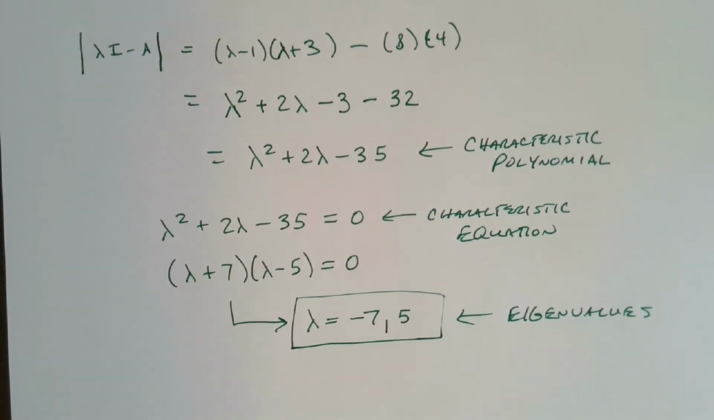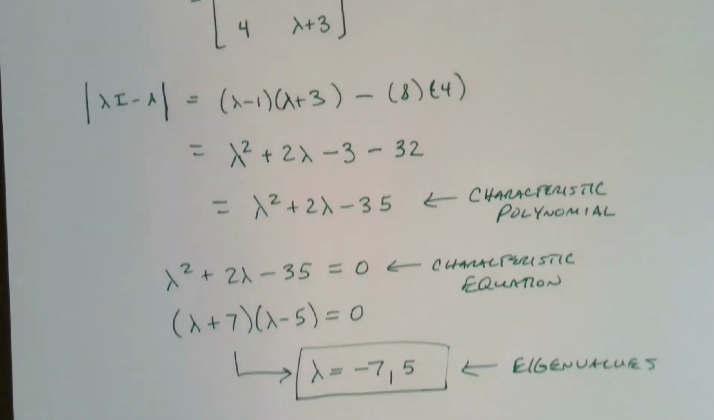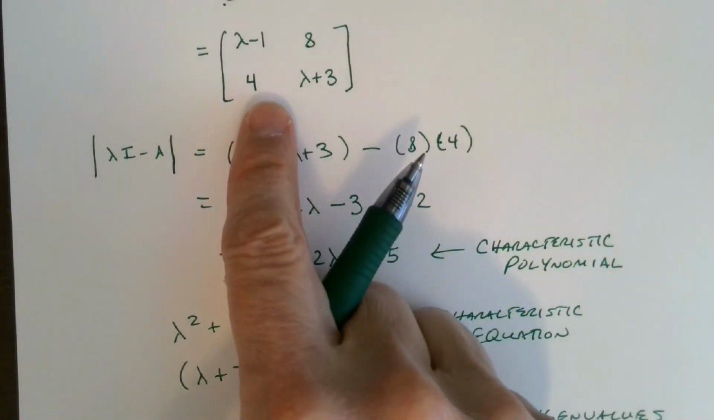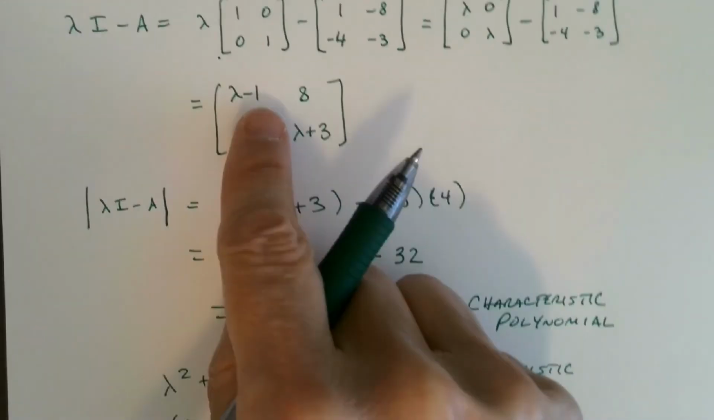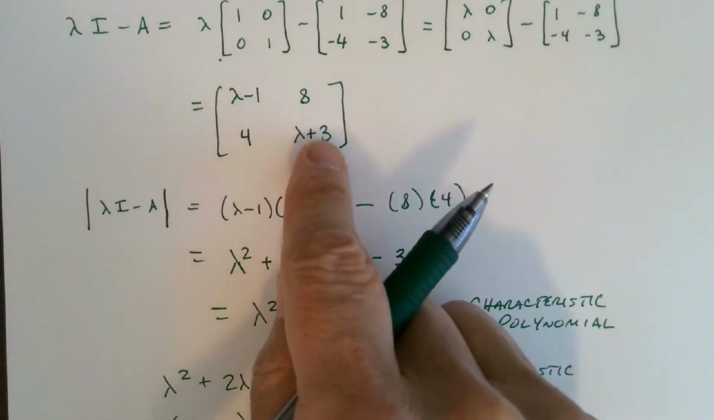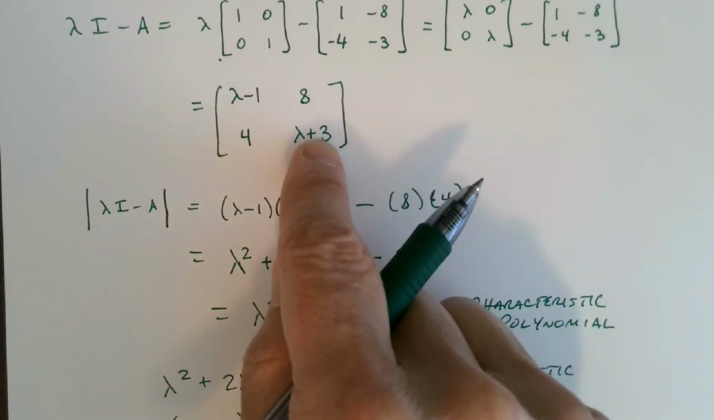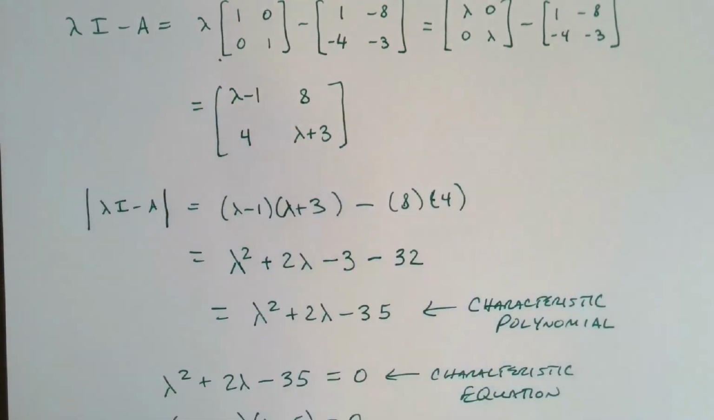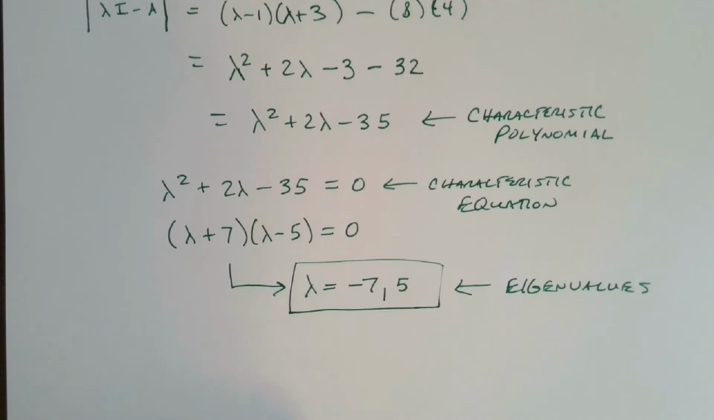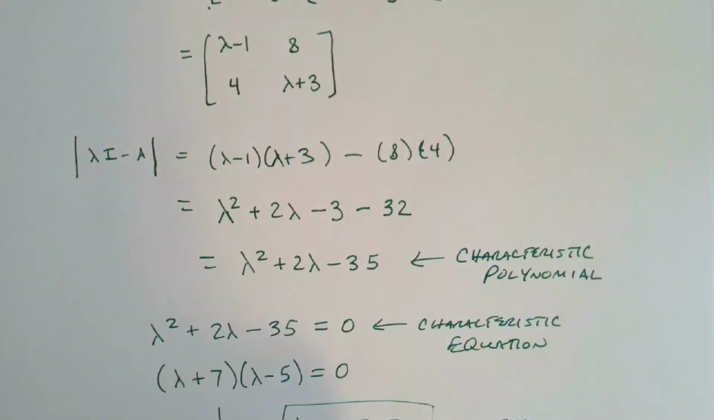As a double check, if you wanted to check that you did this right, you can plug these values for lambda back into this matrix. If I plug in, say, 5, I'm going to get 4 here and 8 here. And if you think about it, 4, 8, 4, 8, is that matrix singular? Is its determinant 0? Yes, it is, and it should be. So these 2 values of lambda are the only values such that this matrix's determinant is 0.